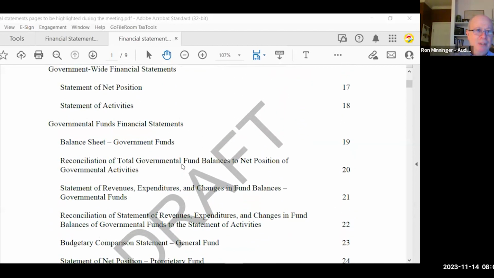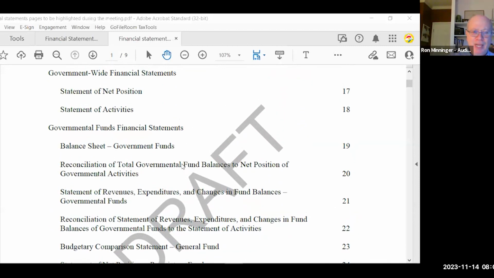The government-wide financial statements are presented on a full accrual basis. They begin with the balances from the fund statements, and they add long-term assets such as capital assets or fixed assets, and long-term liabilities such as bonds payable, net pension liability, other post-employment benefits liability. And these statements are comparable to how a for-profit business would present financial statements. That is on a full accrual basis.